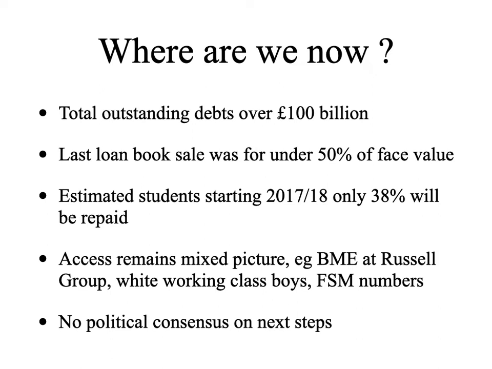Access remains a very mixed picture. For black and minority ethnic students at Russell Group universities, access is not great. For white working class boys at all universities, access is not as good as it might be. For those who've had free school meals from all walks of life and backgrounds, university numbers remain low. And there is very little political consensus on what the next steps might be to tackle any of these issues or what might be considered a priority.